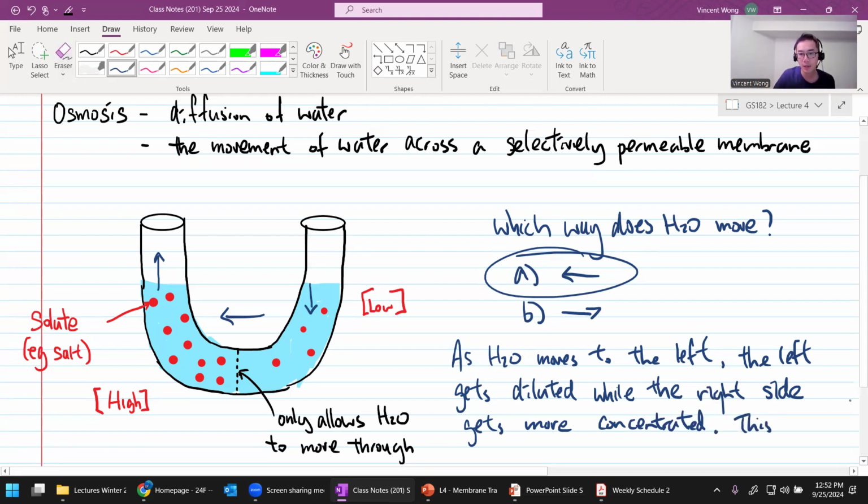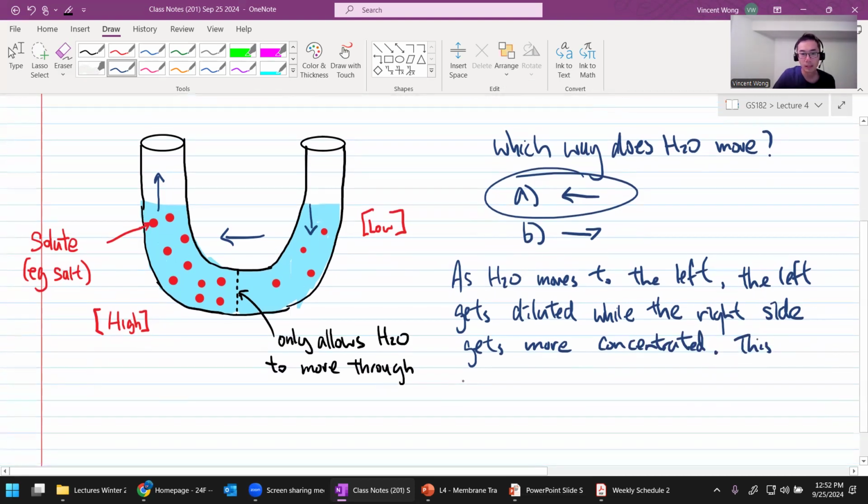This will continue. This continues until the concentration on both sides are equal.